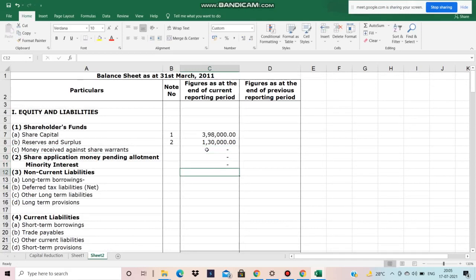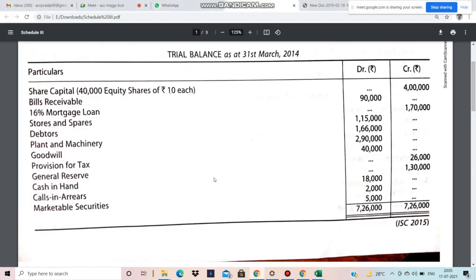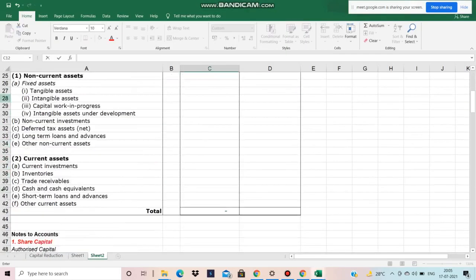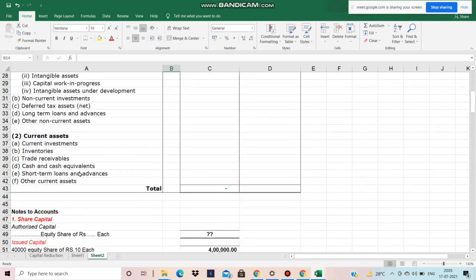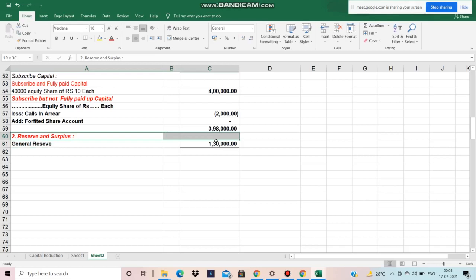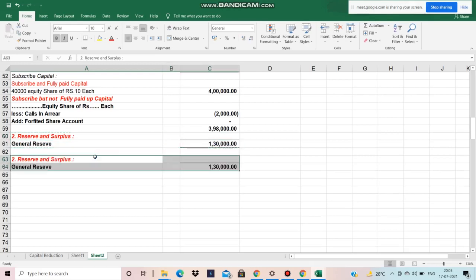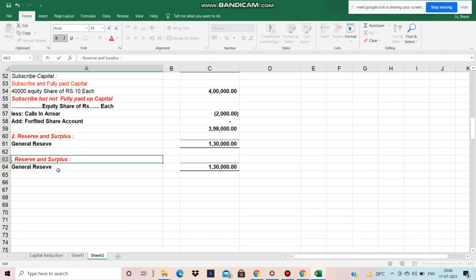Now the non-current liabilities. Under non-current liabilities, long-term borrowings. What do you mean by long-term borrowings? Long-term borrowings means debentures and so on. Here there is no debenture, but there is a mortgage loan at 16%. So you have to write over here note number 3, long-term borrowings.